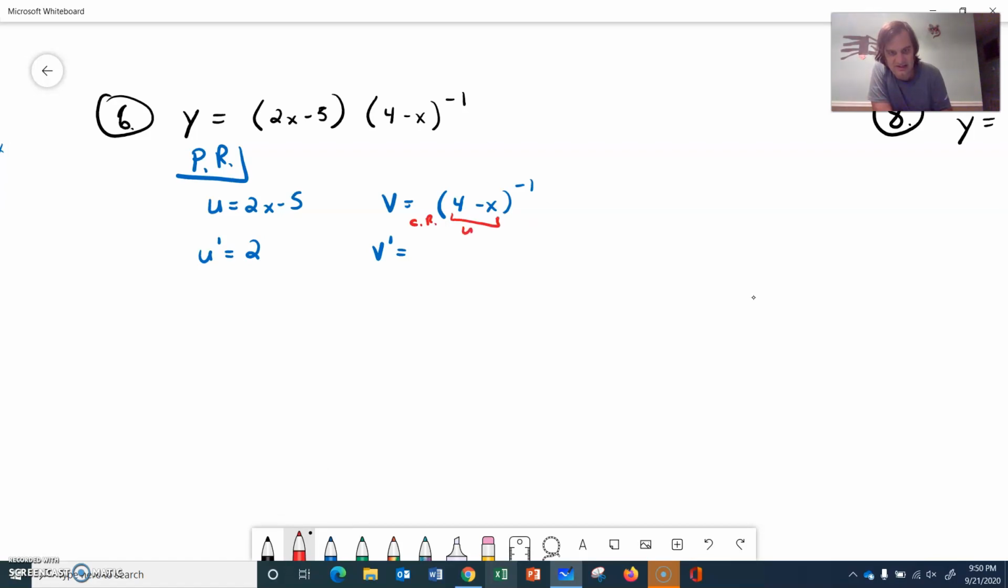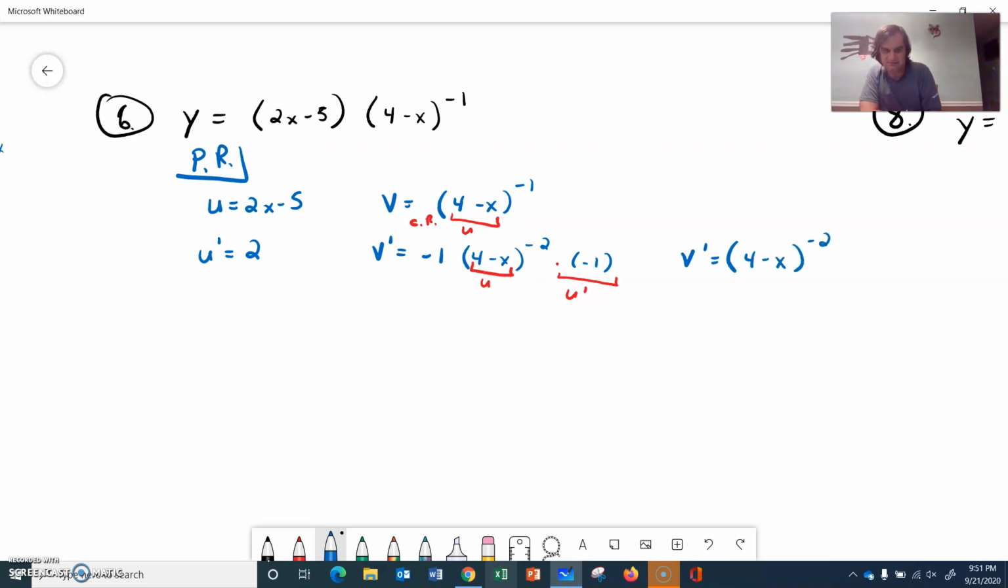4 minus x is the u, so let's work this out. So the exponent comes out front, negative 1, and we'll have 4 minus x to negative 2. So we've already put u back in. We've got to multiply by the derivative of u. And the derivative of 4 minus x is negative 1. So technically when we clean that up, the v prime, the two negative ones will cancel out and just give me 4 minus x to the negative 2.